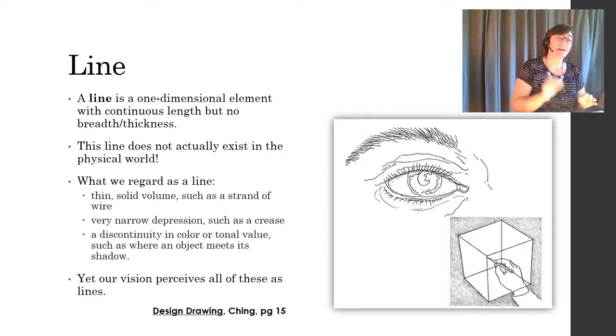A line does not actually exist in the physical world. What we perceive as a line, or what we use or regard as a line, can be either a thin solid, like a strand of wire, or it can be a crease in two surfaces, or some sort of discontinuity in the color or in the tone, such as where an object meets a shadow. So none of these are the geometric line, but our human vision perceives all of these examples as lines.